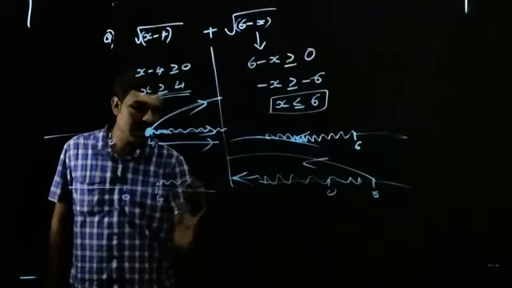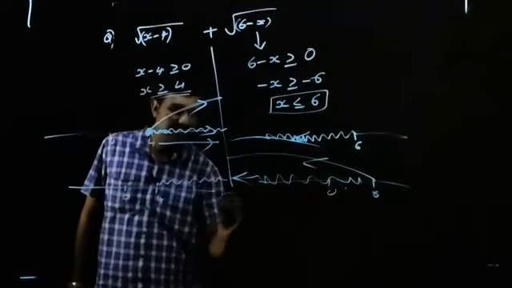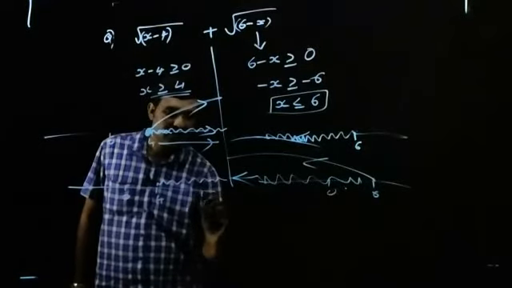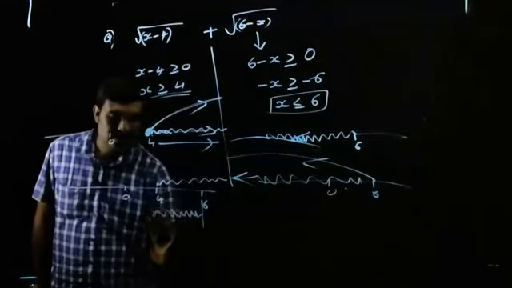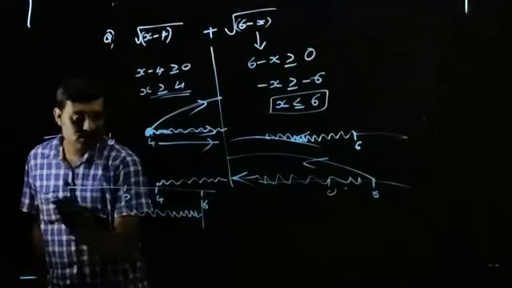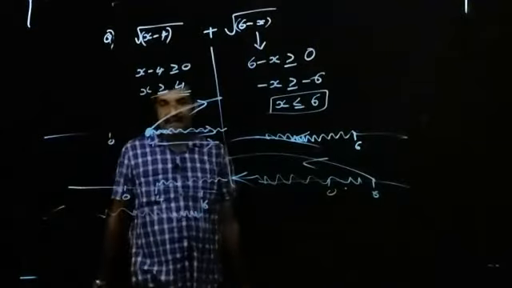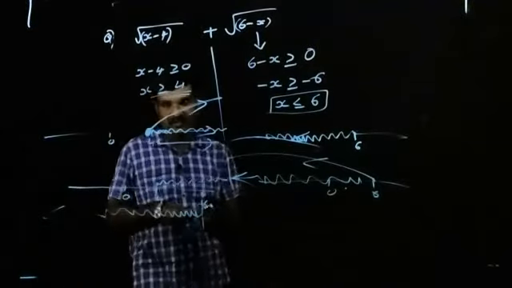So hold this region. For this section, that is less than 6. So like this is 6. The region less than 6 means the entire region that goes here. Okay, so the intersection of these two will give the common domain.